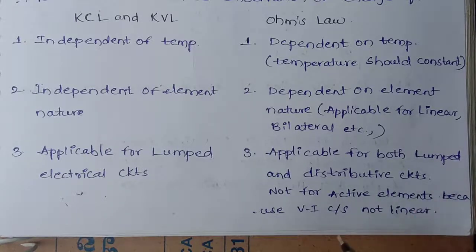Another point for Ohm's law is that it is not applicable for active sources. Ohm's law does not hold for active elements. That means the voltage source and current source cannot hold Ohm's law because their characteristics are non-linear, as we discussed in the characteristics of voltage source and current source. That's why Ohm's law is not applicable for the voltage source and current source.